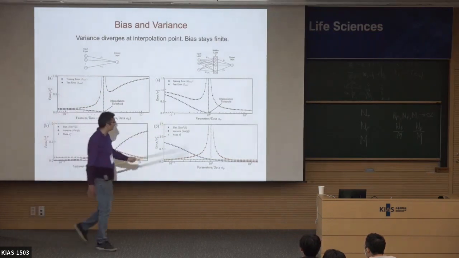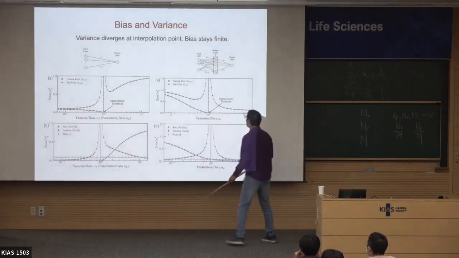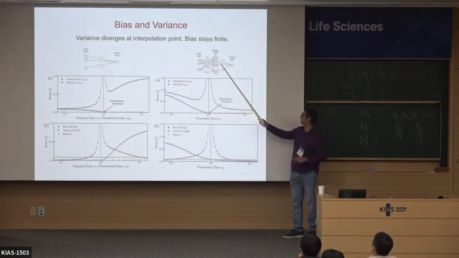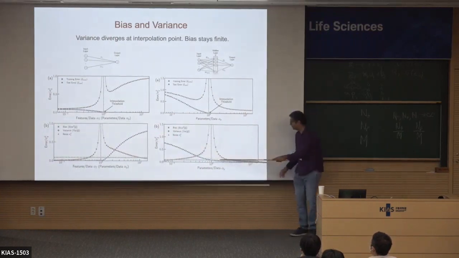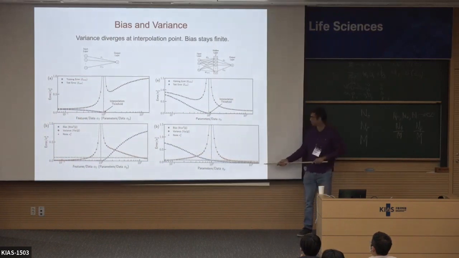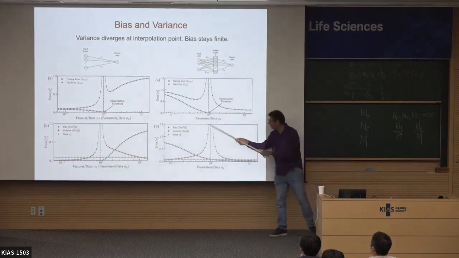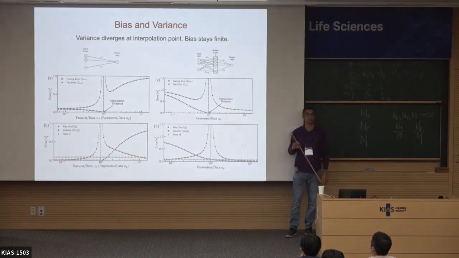In this two-layer model, I'm training with linear data, and this is a nonlinear model. The bias just keeps going down, down, down, and approaches zero monotonically, but the variance, again, diverges at the interpolation threshold.